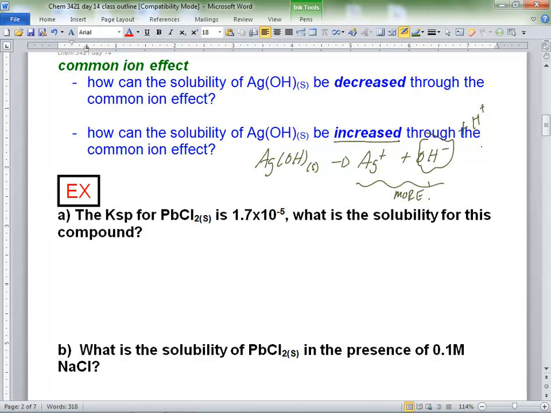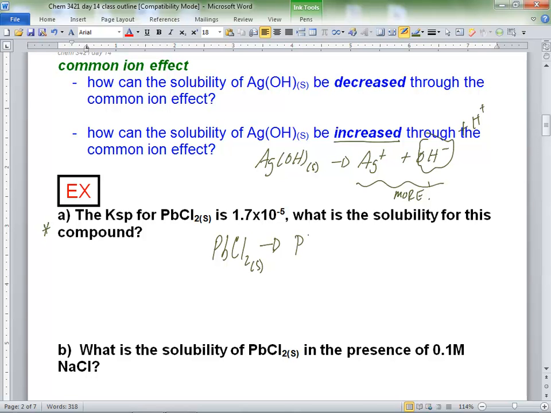For example, if you have the KSP of lead(II) chloride, 1.7 times 10 to the negative 5. What's the solubility for this compound? We just took a quiz on this, right? Eustacio, how would you set this up? Write the KSP reaction. Okay, so what goes on the reactant side? Keep going. Yeah, the lead(II) chloride goes to its, everybody?